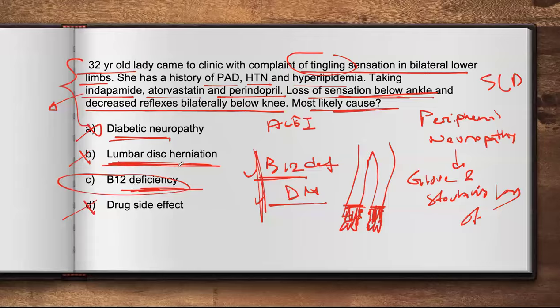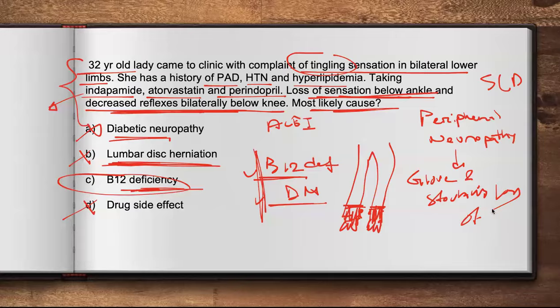The second thing is that this patient has features of subacute combined degeneration. Not the full picture, but this patient has got decreased reflex below the ankle, which is basically a feature of subacute combined degeneration. Loss of sensation below the ankle, which is there, can be there even in a diabetic patient, but both reflexes being low is not usually a feature of diabetic neuropathy. Okay.